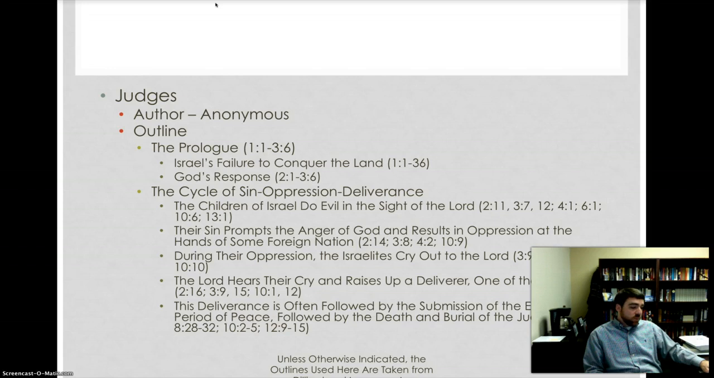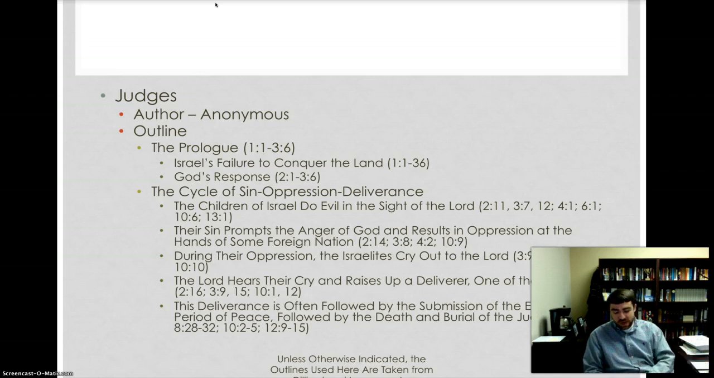But the book of Judges follows immediately on the book of Joshua, and it talks about Israel's failure to obey. So Joshua says, choose this day whom you're going to serve. Israel says, we're going to choose God. But Joshua says, no, you're going to disobey. You're not going to obey. And that's exactly what happens in the book of Judges.